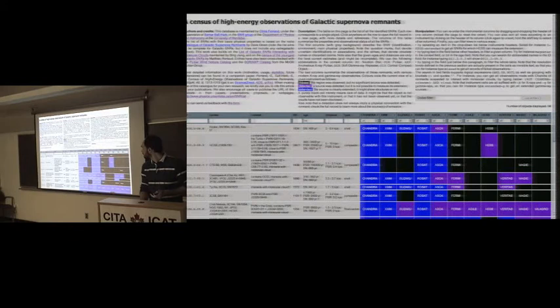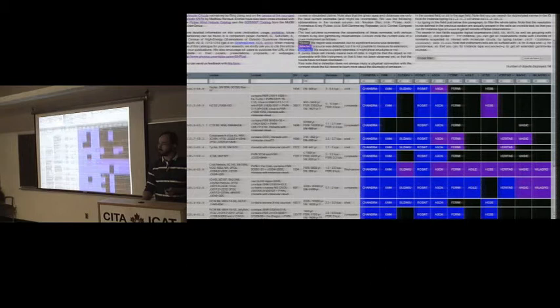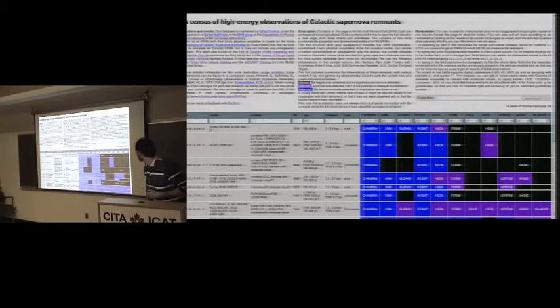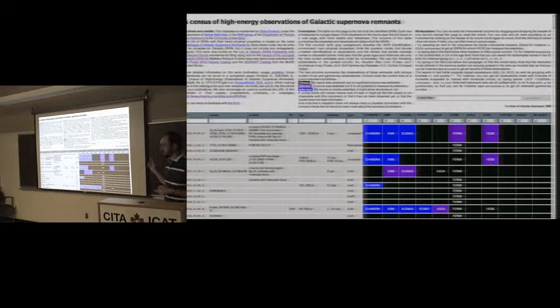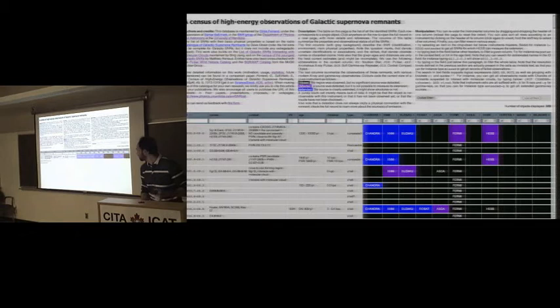How it looks. So this is the main page, this is a list of remnants. We have the 309 objects in the galaxy. And the first columns are properties like the ID, the number, which is the coordinates, and other names. So if you want to look for Cas A.